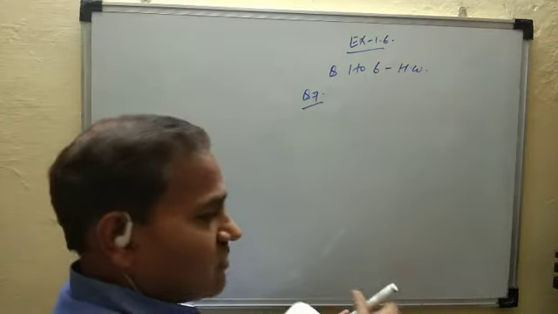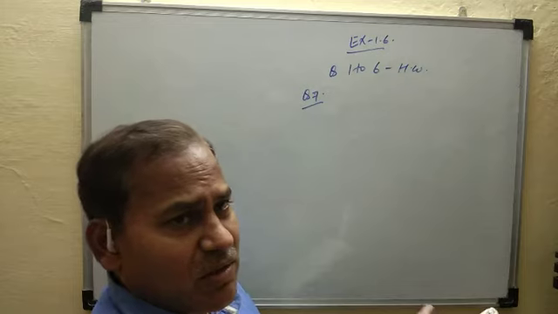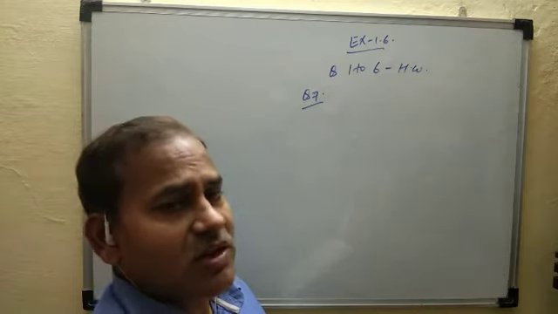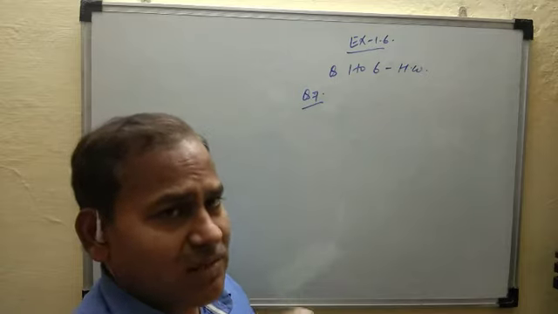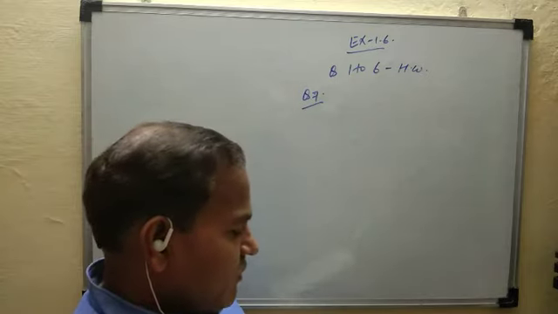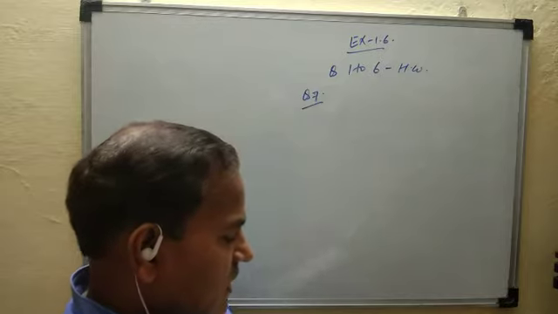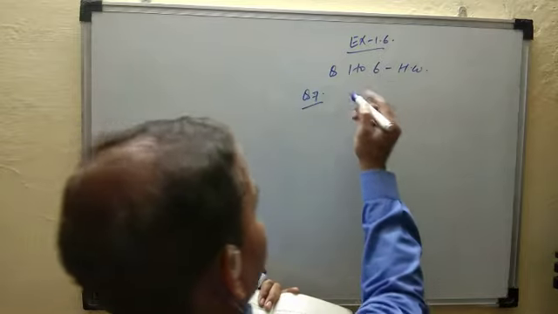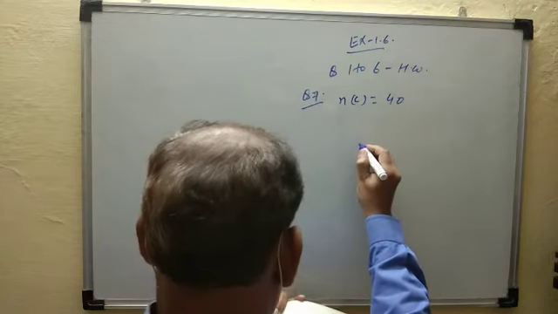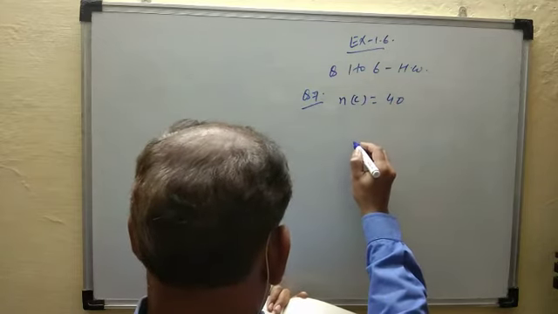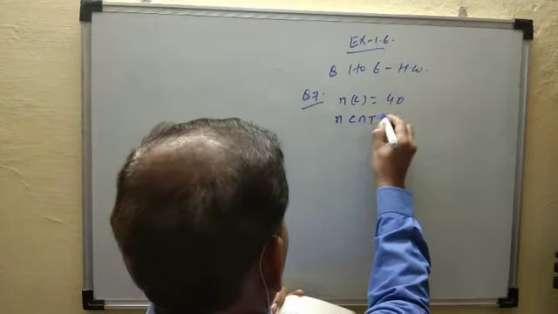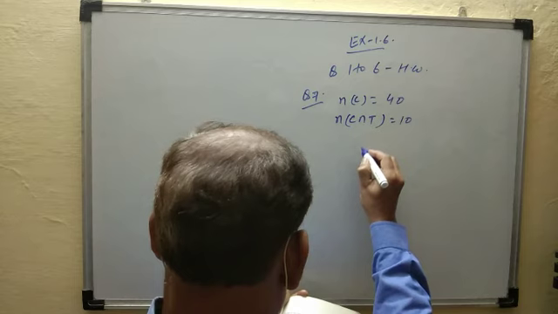Question number 7. Only use the formula: number of A union B equals number of A plus number of B minus number of A intersection B. Three terms are given, and find the fourth term, that is the remaining term. Question number 7. In a group of 65 people, 40 like cricket. So cricket suppose C. So number of C is equal to 40. 10 like both tennis and cricket. Number of C intersection T, T for tennis, is equal to 10.